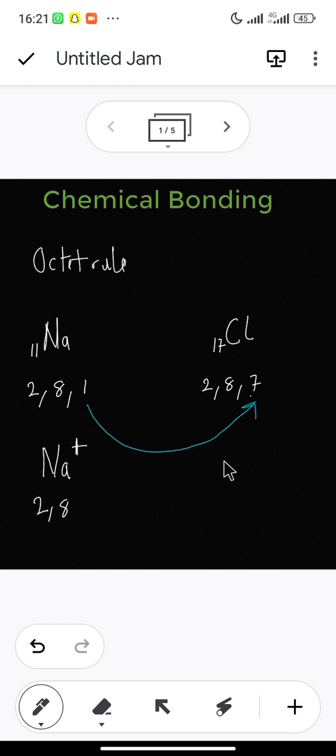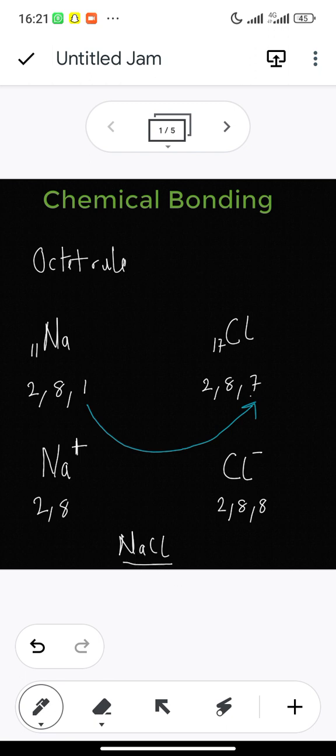Chlorine has gained one electron, and whenever an atom gains an electron, it becomes negatively charged. So it's going to be 2, 8, 8. You understand? So this is a kind of bonding. When they bond, that's why you're going to have sodium chloride at the end of the day, because the charges will cancel out. Positive cancels out negative. You're going to have sodium chloride, your table salt.